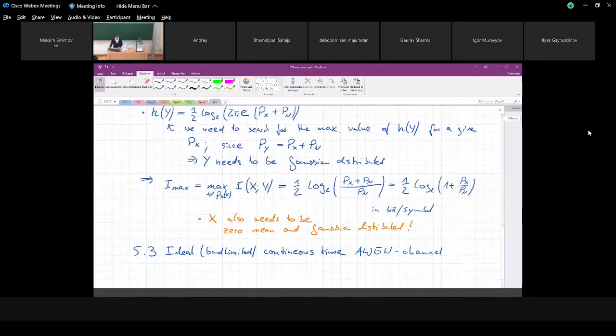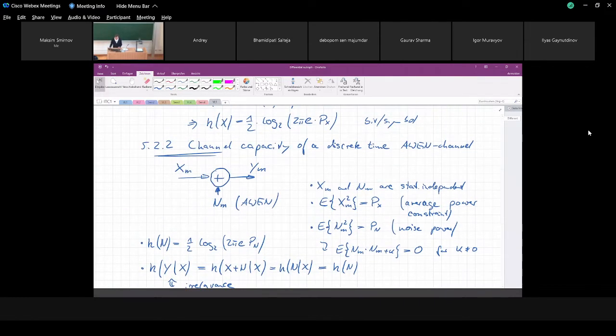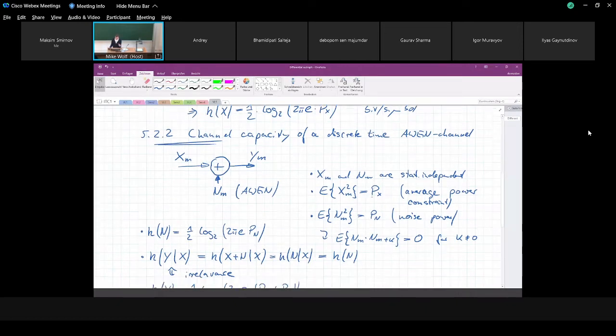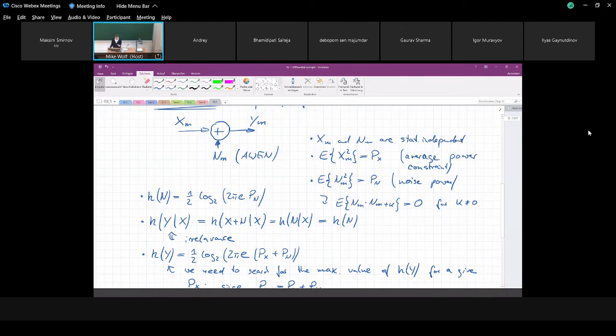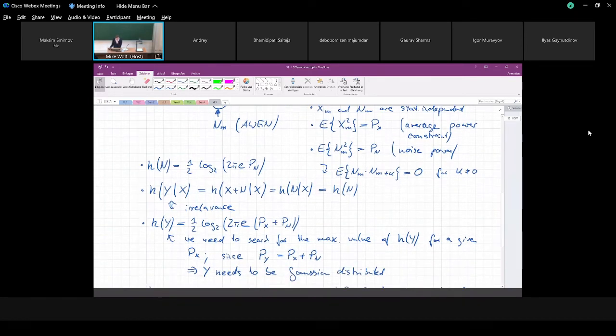Take care. We just have this constraint. We have a constraint where we say x has a power of Px. We don't know anything more. And then we started to develop this. And we said, okay, this is an irrelevance. And then we said y needs to be Gaussian distributed with zero mean.